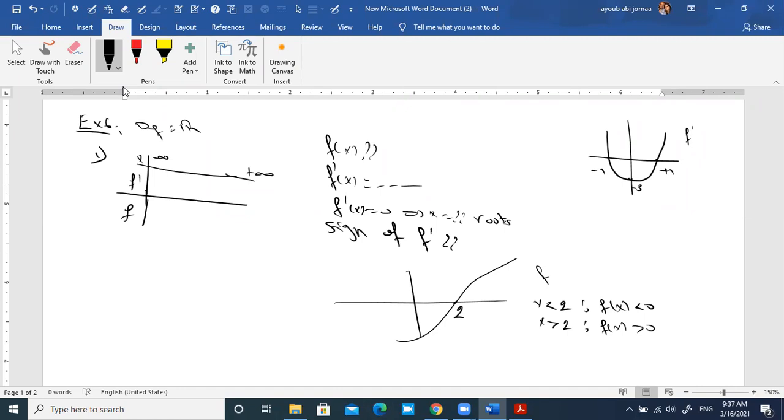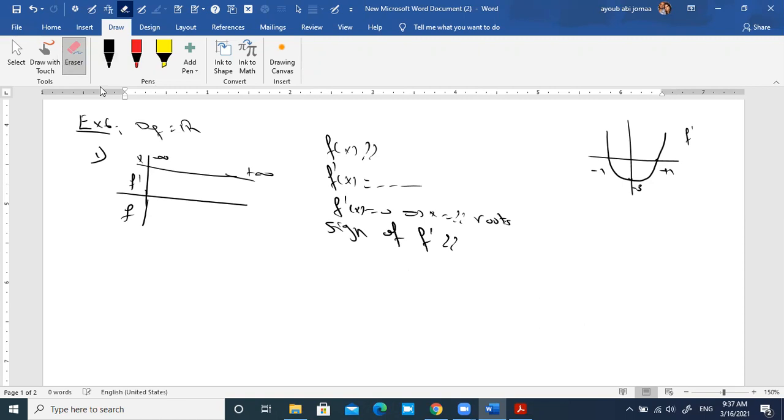Above the x-axis or below the x-axis, not concave up or concave down. Using this, how can you determine the sign of f prime? How can you determine the sign of f prime?